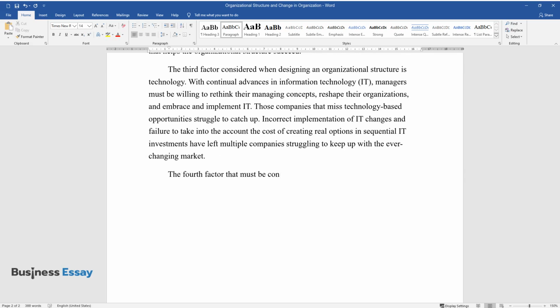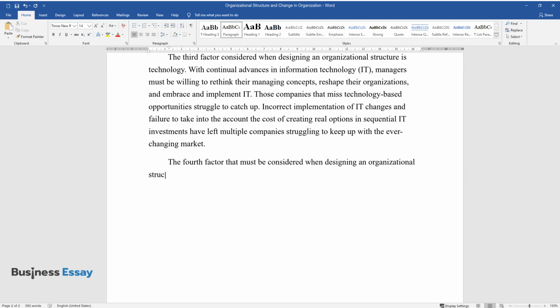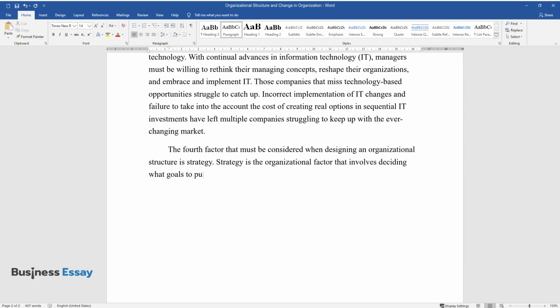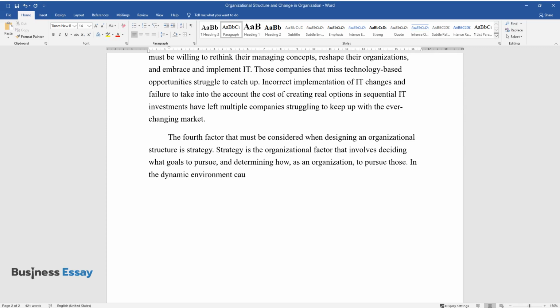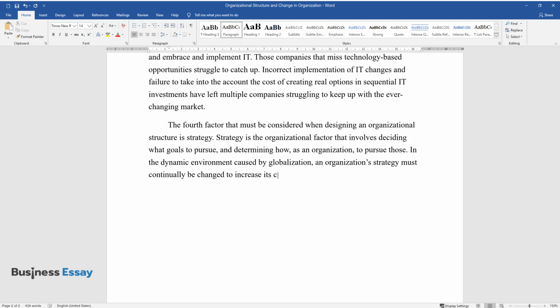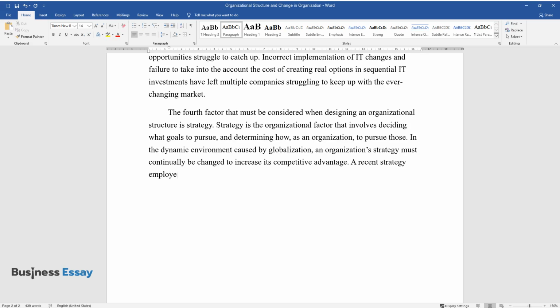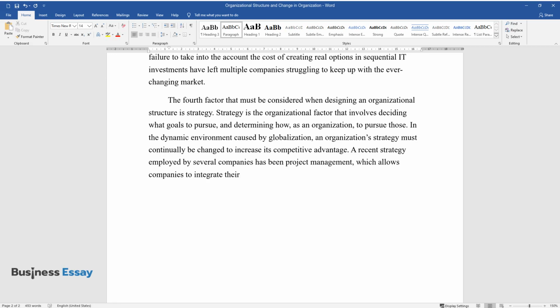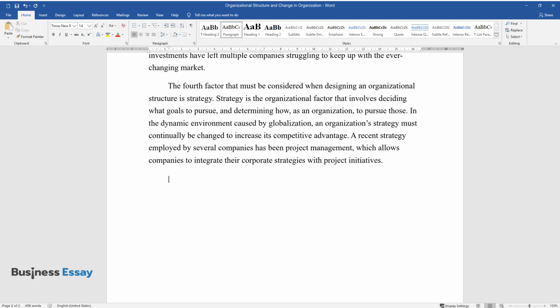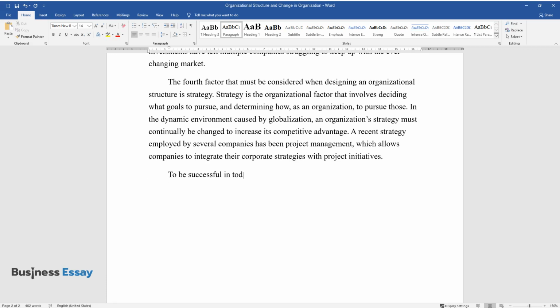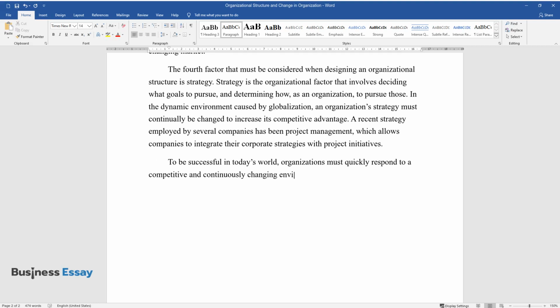The fourth factor that must be considered when designing an organizational structure is strategy. Strategy is the organizational factor that involves deciding what goals to pursue, and determining how, as an organization, to pursue those. In the dynamic environment caused by globalization, an organization's strategy must continually be changed to increase its competitive advantage. A recent strategy employed by several companies has been project management, which allows companies to integrate their corporate strategies with project initiatives. To be successful in today's world, organizations must quickly respond to a competitive and continuously changing environment.